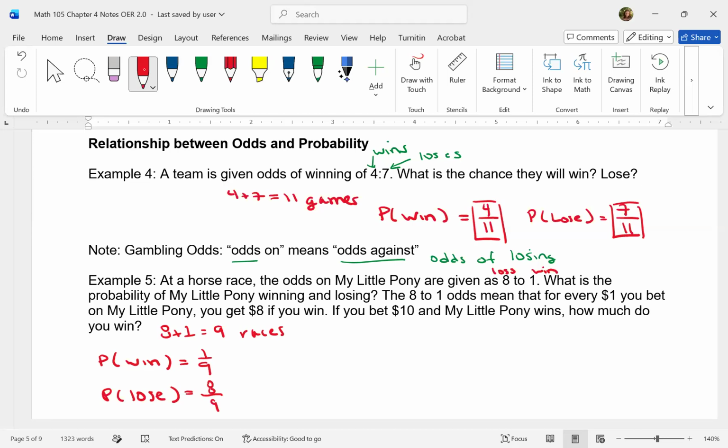That question actually isn't asking about that. They're talking about what betting is going to look like. So the 8-1 odds means that for every $1 you bet, you'll get $8 if you win. So if you bet $10, how much are you going to win? Well, when you bet $1, you win $8 as long as they win. So if you bet $1, that leads to a win of $8. So if you bet $10, that means you would win $80.